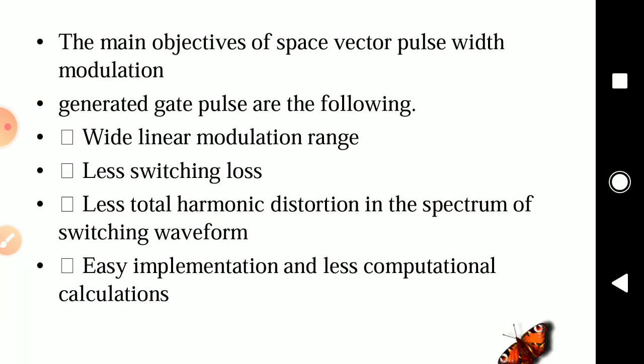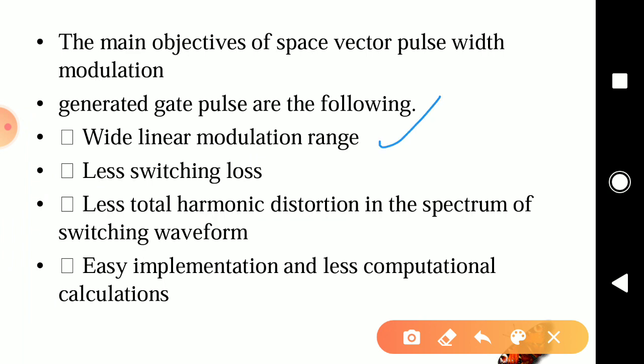The main advantages of using space vector modulation are a wide linear modulation range. Linear modulation is very important, you will be studying it in your further classes. The switching loss is less. You already know what switching loss is. I am not going into depth to make this video short. The switching loss is low, total harmonic distortion is low, and also implementation is easy and the calculations are simple. That is why space vector modulation is more preferred.